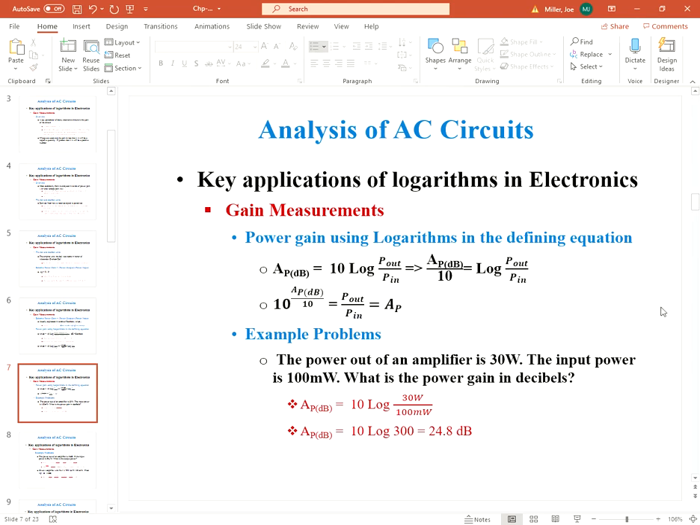Let's look at some example problems. The power out of an amplifier is known to be 30 watts. The input power is known to be 100 milliwatts. What is the power gain in decibels?